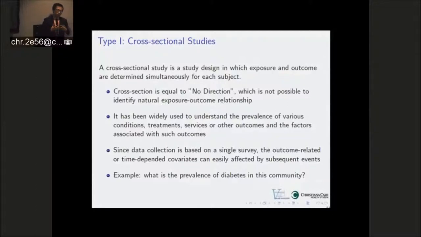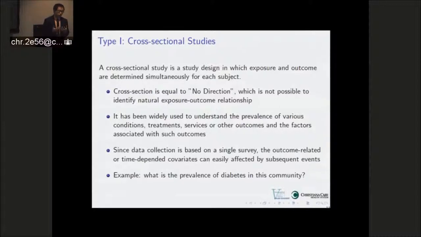The result is we may find a different distribution of diabetes in this community across different gender, different education level, or other factor variables. But we may not even know which one causes which. So most of the time it's not feasible to identify this exposure and outcome relationship. Since it's simple, it's been widely used to understand the prevalence of various conditions, treatments, services, or other outcomes and the factors associated with these outcomes.